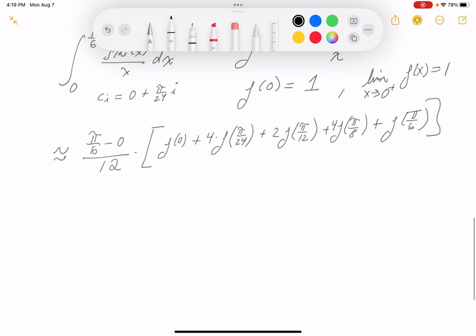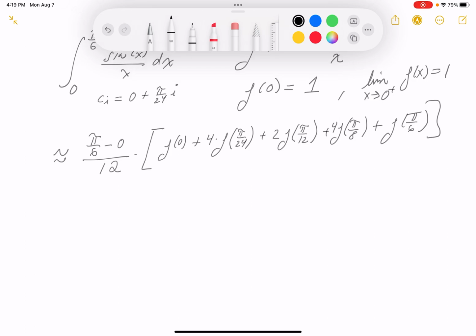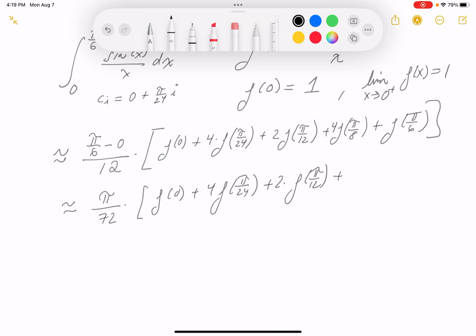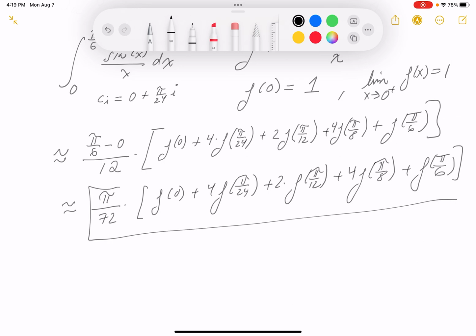All right, we clean up a tiny little bit. And I'm going to say, basically this is going to be equal to pi over, let's see, 6 times 12 is 72. f of 0 plus 4 f of pi over 24 plus 2 times f of pi over 12. No, I'm not expecting anyone to compute that, not without a calculator anyway. Put a little box around this over here.